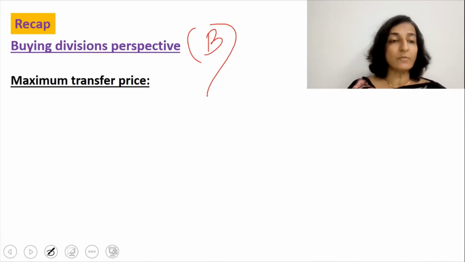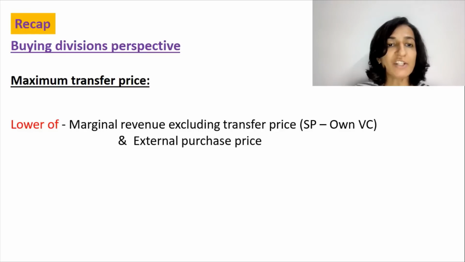Now coming to the buying division's perspective, that is Division B. The maximum transfer price is the lower of the marginal revenue excluding the transfer price, that is the selling price minus the own variable cost, and the external purchase price. So we are finally done with transfer pricing.